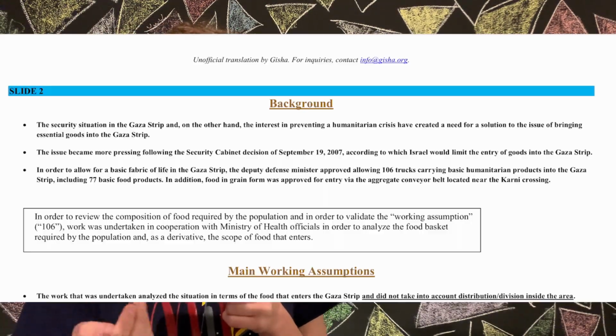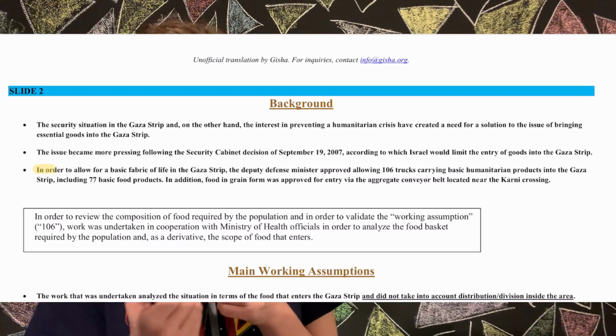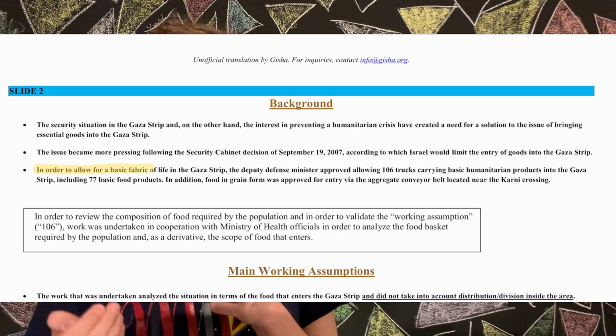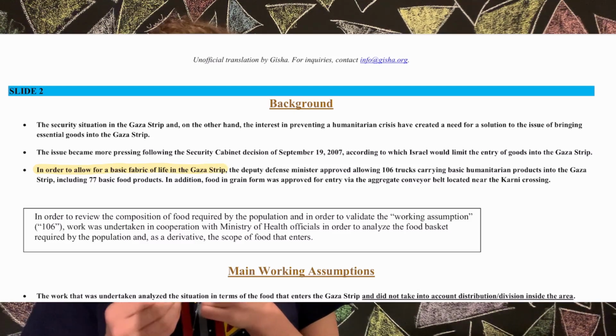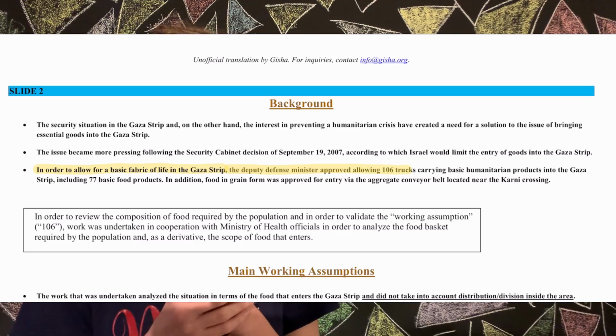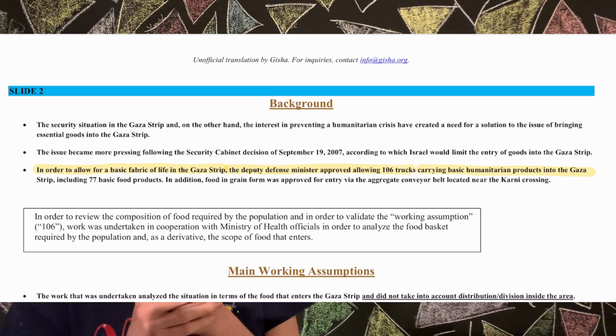In a later version of the same document, we can read, in order to allow for a basic fabric of life in the Gaza Strip, the Deputy Defense Minister approved allowing 106 trucks carrying basic humanitarian products into the Gaza Strip, including 77 basic food products.